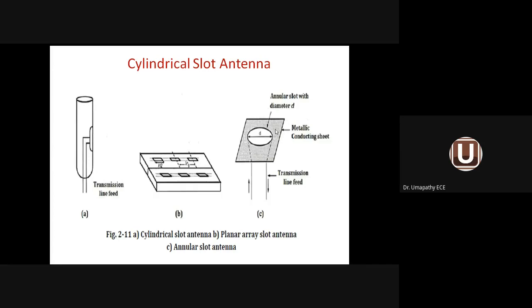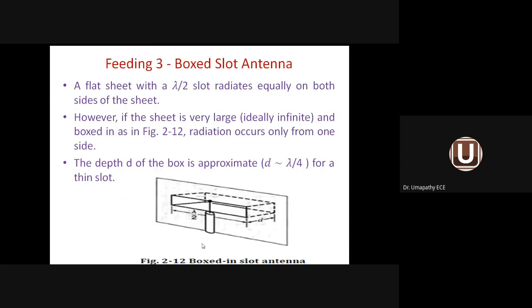On the external sheet, we have a transmission line here. So through the transmission line, we are able to feed the slot antenna. When I feed the slot antenna, it will act as a radiator or it will act as an antenna. In such a case, it is called annular slot antenna. This is method 2. Look at figure number 3. Method 3. The third method of feeding the slot antenna.